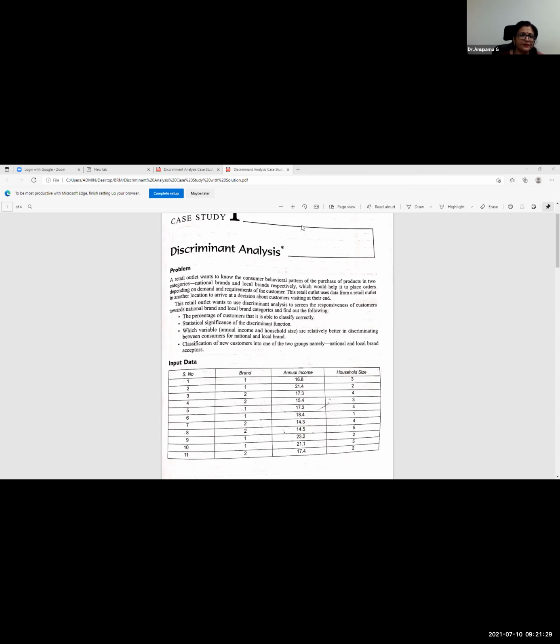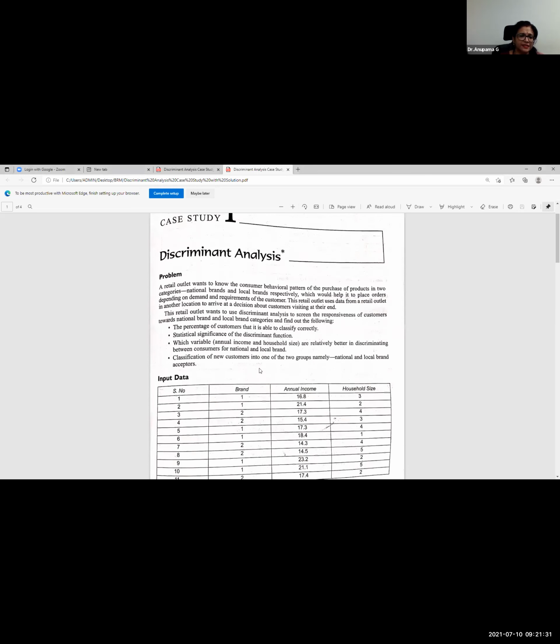What you're seeing on the screen right now, and if I enhance it a little bit, you will see that this is an example of a discriminant analysis wherein a retail outlet wants to know the consumer behavioral pattern of the purchases that consumers make for products across two categories, national brands and local brands. All right. So national brands are brands which are well known all over the country. They have very wide coverage, and local brands could be brands which are store specific, known only in a particular geographical area.